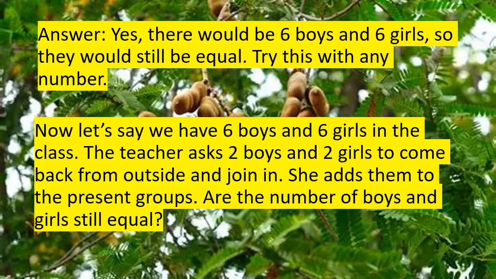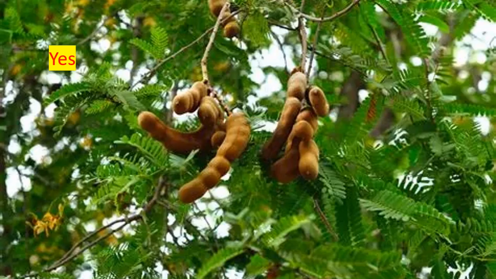Okay, now let's say we have 6 boys and 6 girls in the class. So 4 of them have gone out. The teacher asks 2 boys and 2 girls to come back from outside and join in. She adds them to the present groups. Are the number of boys and girls still equal? And the answer to that one is yes again.